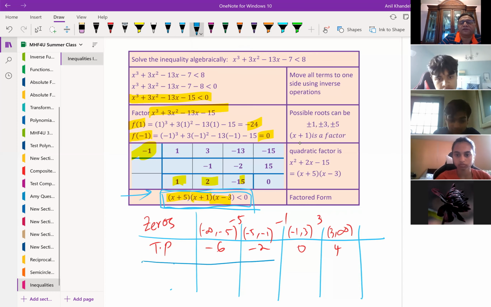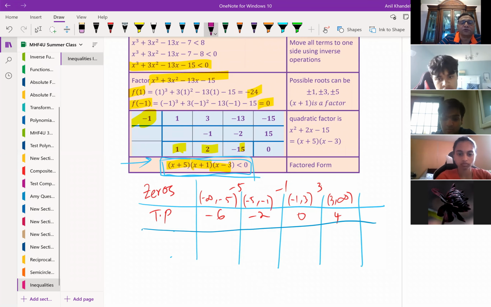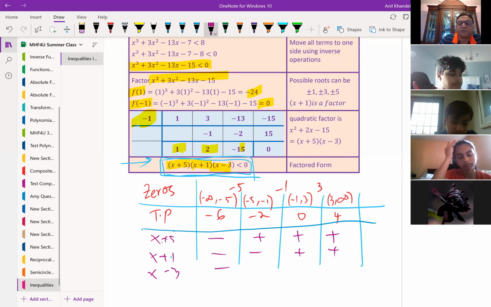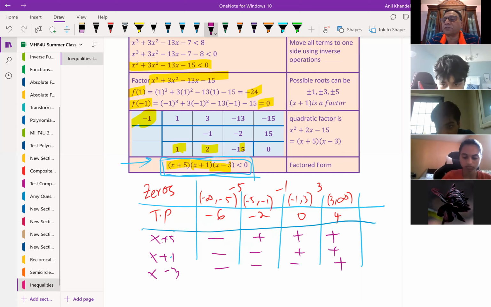Now, since we have the interval test points, we can test all the factors or the function itself. I prefer to write factors. So we'll test x plus 5, x plus 1, and x minus 3 for these values. If I plug in minus 6 here, we get negative. Minus 2, 0, and 4 will give me positive. For x plus 1, these two values give me negative, the other two give me positive. For x minus 3, these three values are negative, and the fourth one is positive. If you write down the factors in order, that means zeros are from left to right.